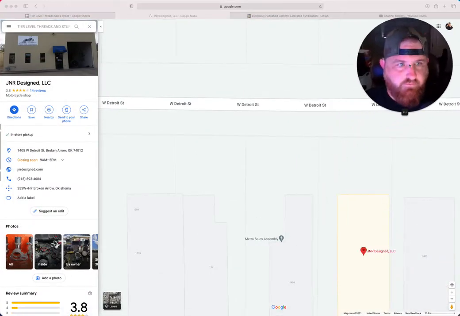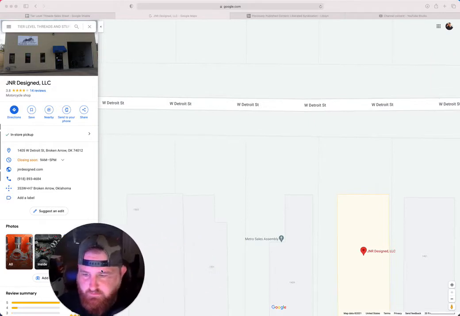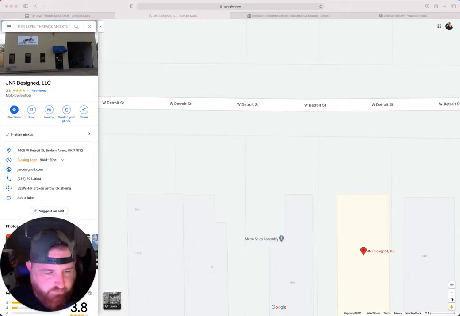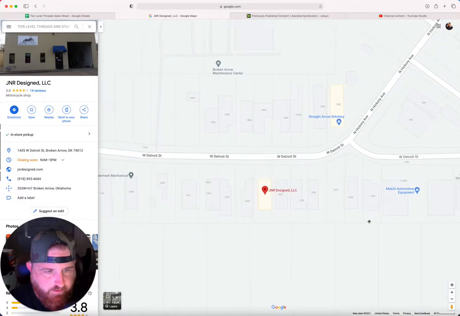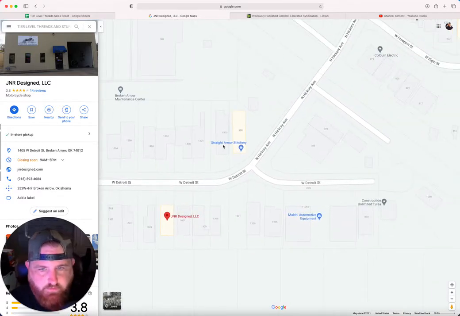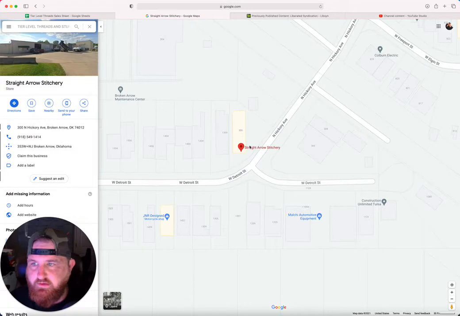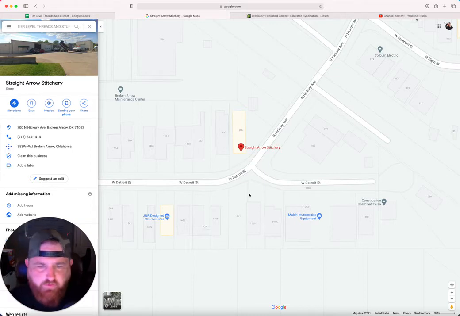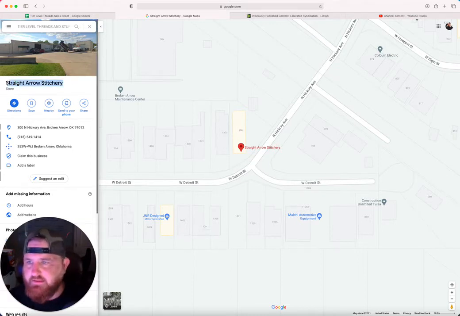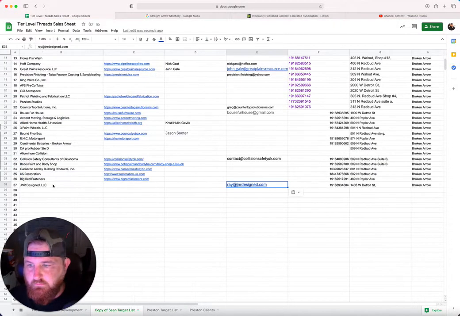I'm going to go ahead and keep moving this around just to switch it up, so I'll put it back over here. We're going to zoom out here a little bit, and we're just going to keep going through. So here's one called Straight Arrow Stitchery. Not sure what they do. There's not much. I don't know if they're into embroidery or anything like that. But again, this is a business that's not really listed properly. So they're a very good candidate.